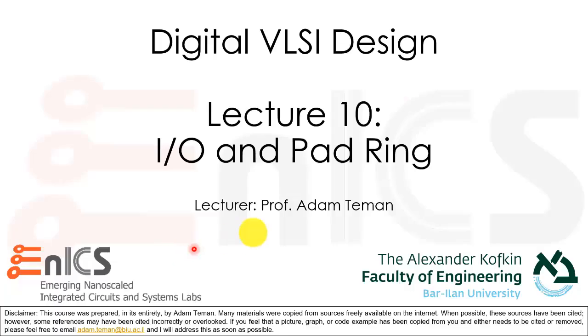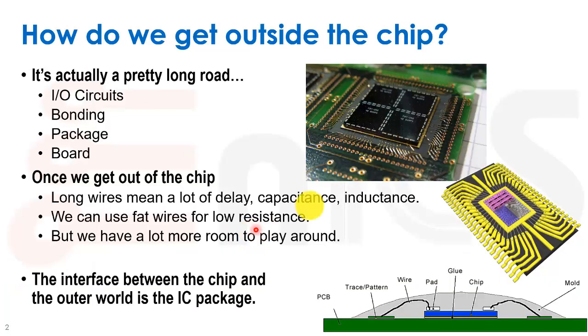So let's go and see why. How do we get outside the chip? It's actually a pretty long road from the I/O circuits through bonding through package to board. Once we get out of the chip, we have long wires, which means a lot of delay, capacitance, inductance, but we can use fat wires to have low resistance, and we have a lot more room to play around.